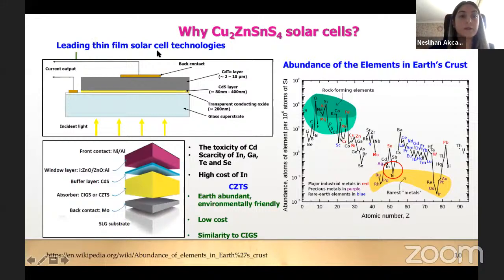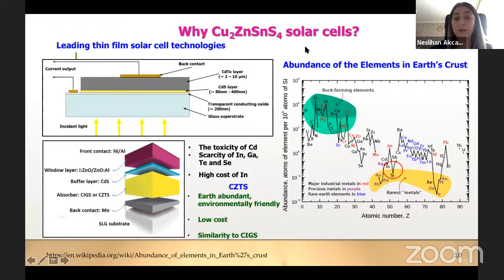When we look at the leading thin film solar cell technologies, cadmium telluride and CIGS, there are some disadvantages with these kinds of materials, such as the toxicity of cadmium, scarcity of indium, gallium, and tellurium, and selenium, and also the high cost of indium. Here you see the abundance of the elements in Earth's crust. You can also see the scarcity of indium, gallium, and tellurium in this graph.